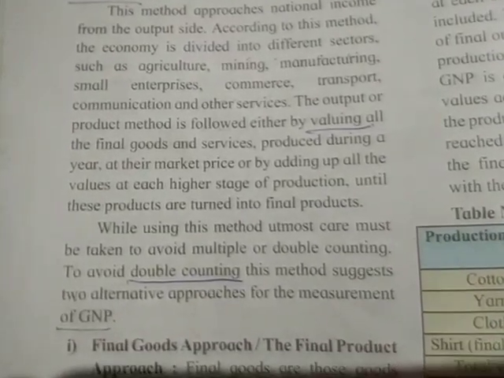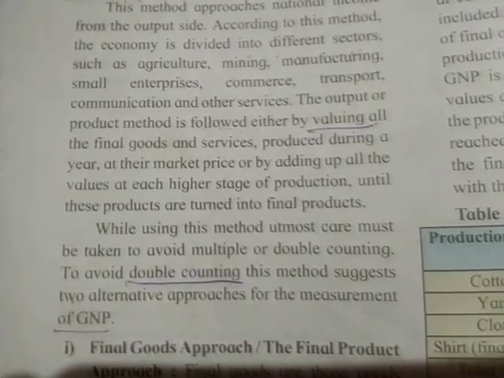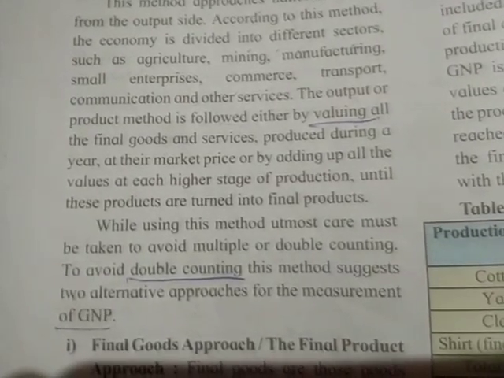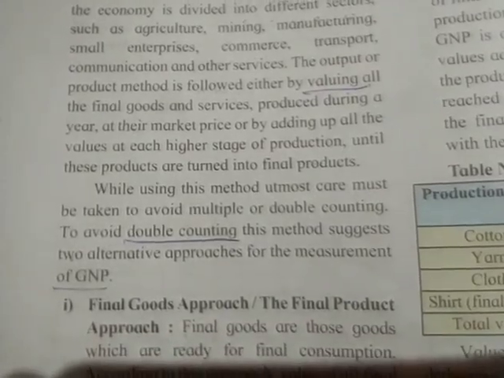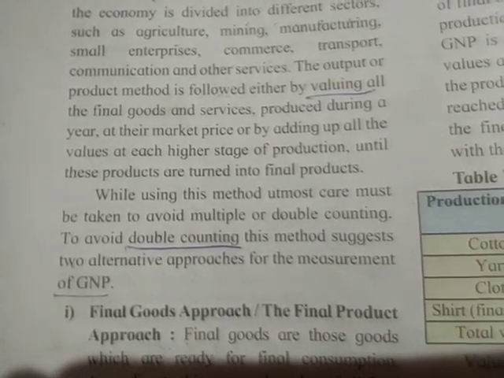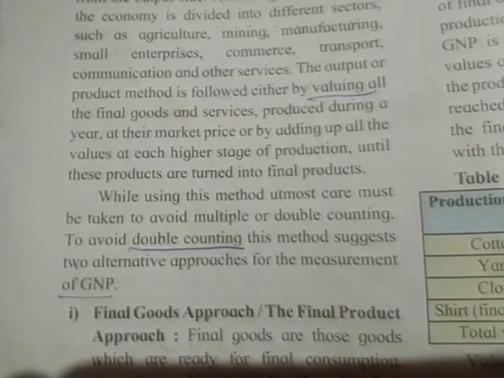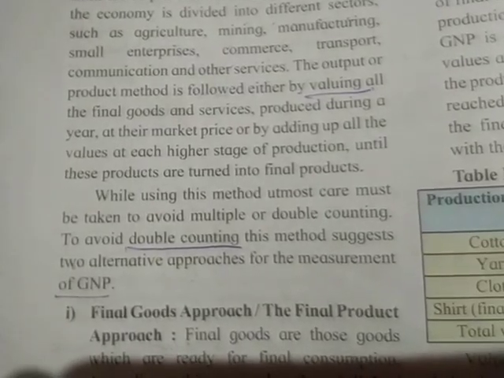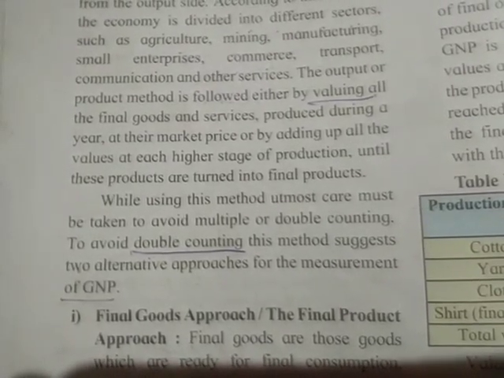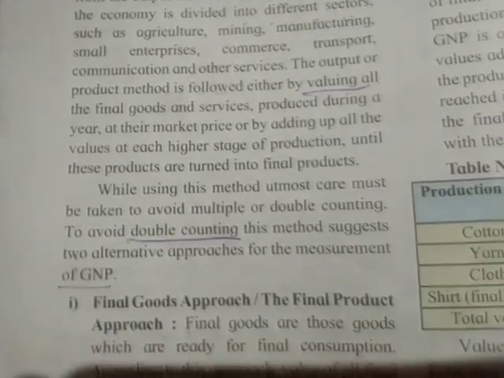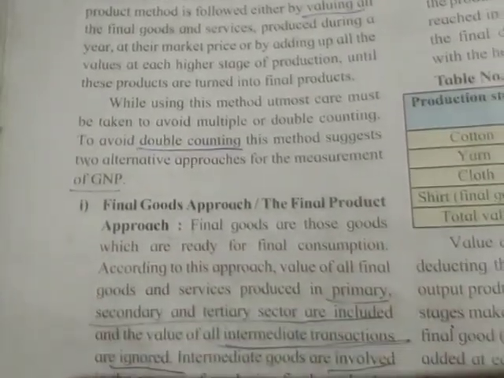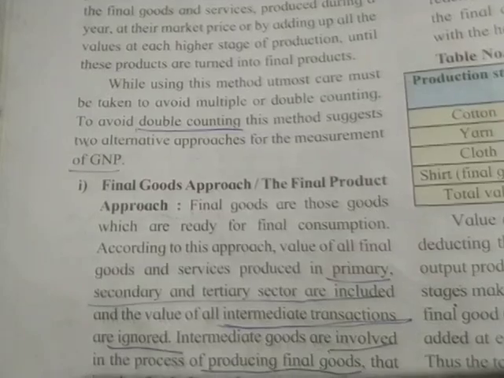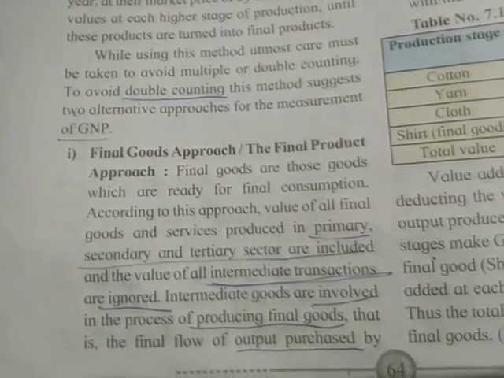According to this method, the economy is divided into different sectors such as agriculture, mining, manufacturing, small enterprises, commerce, transport, communication and other services. The output or product method is followed either by valuing all the final goods and services produced during a year at their market price or by adding up all the values at each higher stage of production until these products are turned into final products. While using this method, utmost care must be taken to avoid multiple or double counting.